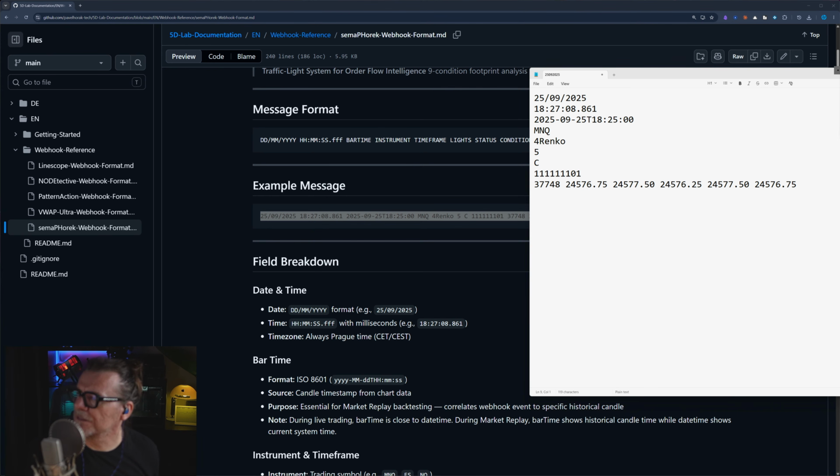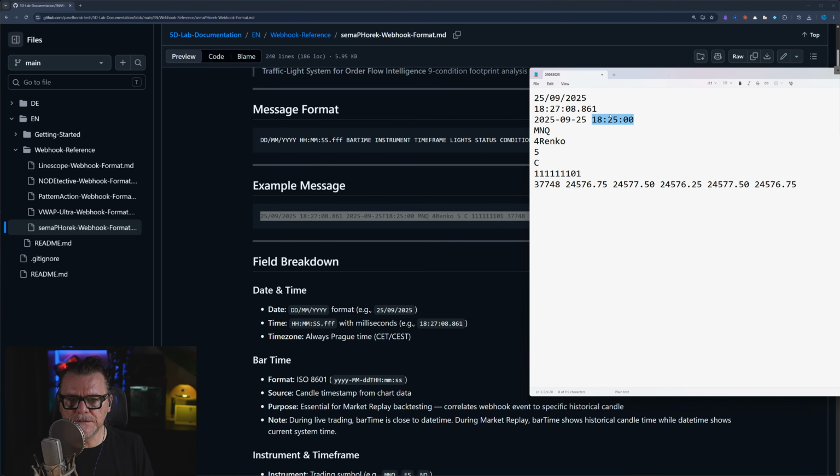Oops. I thought I lost you. Okay, this is what it sends. It sends when, at what date and at what time, it sent the information. What was the date and time of the candle that was analyzed, that closed, actually.